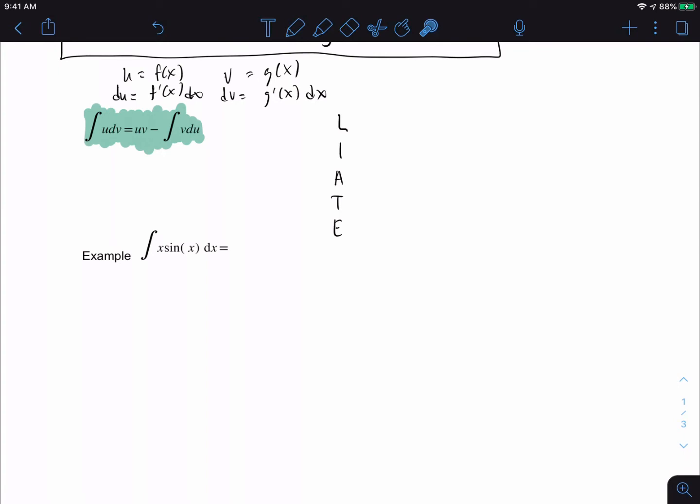Okay, so let me demonstrate this. Do you guys remember the order that I gave you? This first one's logs, inverse trig, algebra, trig, and then exponential. Okay? And this is to pick U or DV? This is to pick your U. So this is the order for picking U.